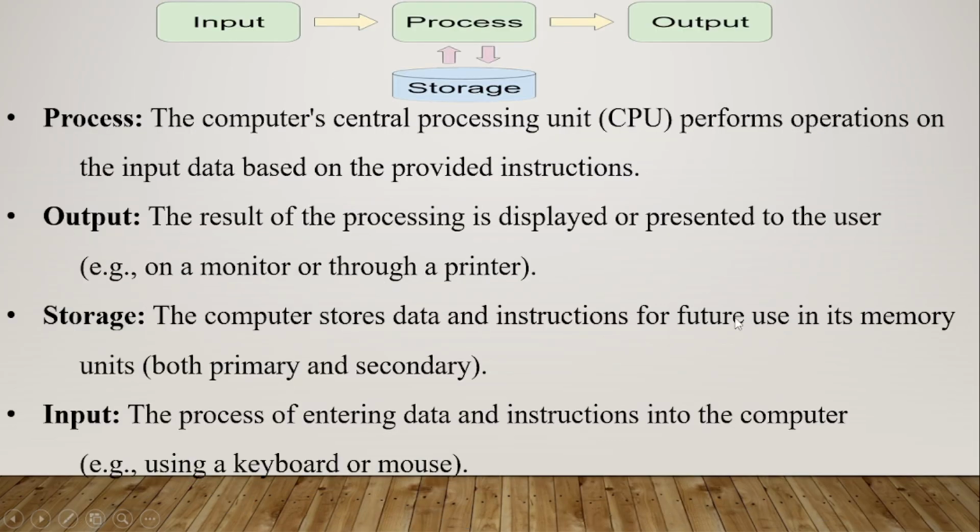Let's break it down. Input is when we give instructions or data to the computer, for example using a keyboard or mouse. Process. The process happens in the CPU, central processing unit, the brain of the computer, where instructions are executed. Output. Output is the result, which could be shown on a monitor or printed on paper. And finally, storage. Storage means saving that data for future use, either in RAM or hard disk.